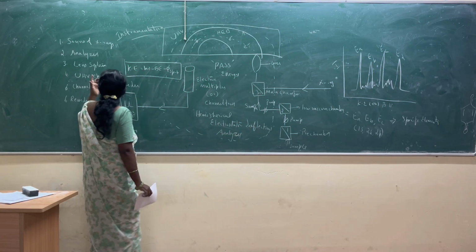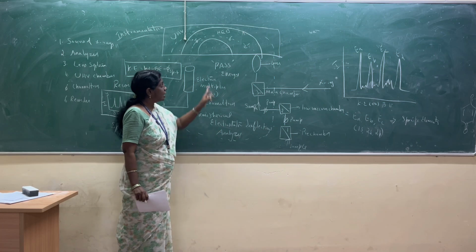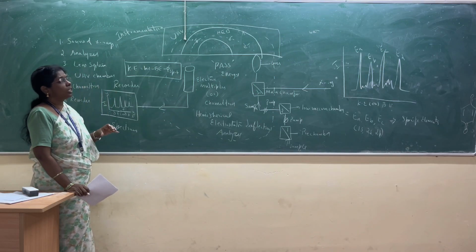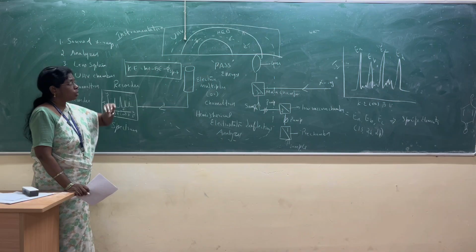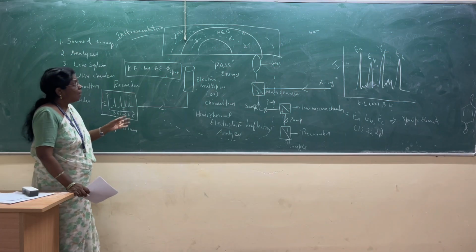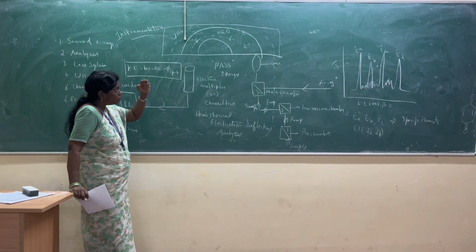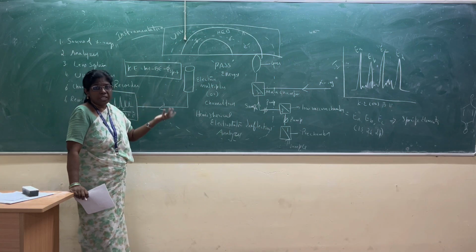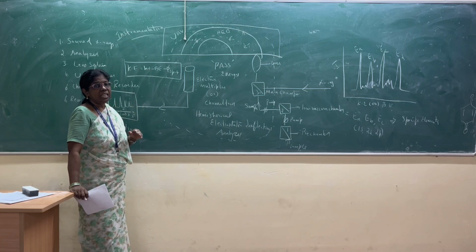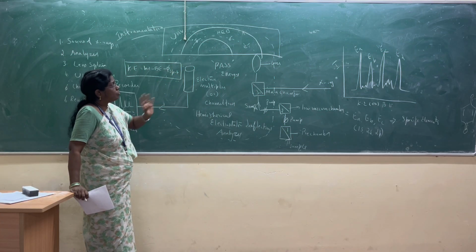And the next one is the analyzer. What is an analyzer? A hemispherical electrostatic deflection analyzer. Here we have to slow down the movement of the photoelectrons. The photoelectrons are generated along different pathways with different kinetic energies, so we have to slow down the movement of electrons. Decelerate means slow down. So slow down or decelerate the movement of photoelectrons.